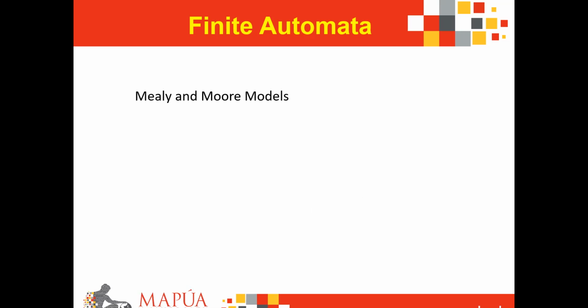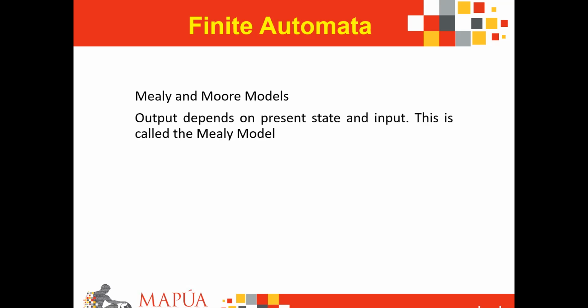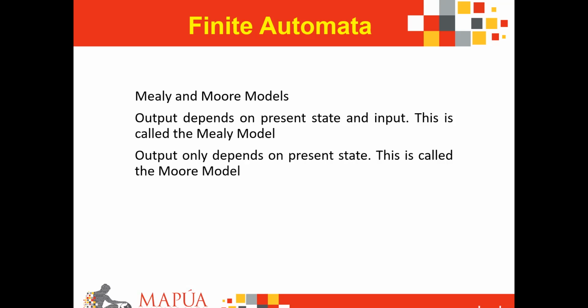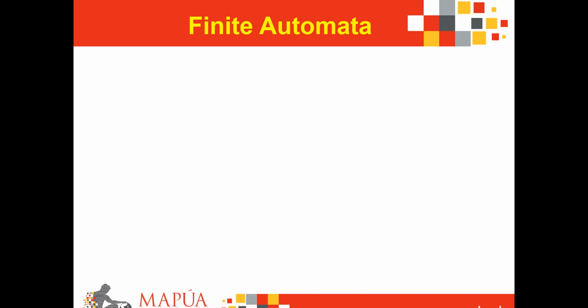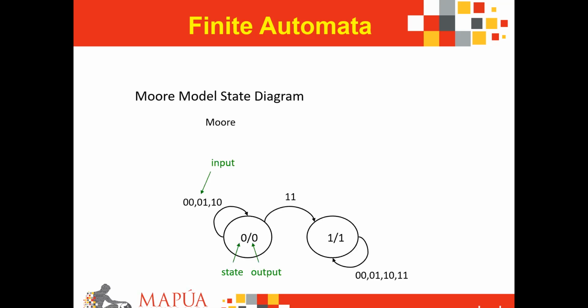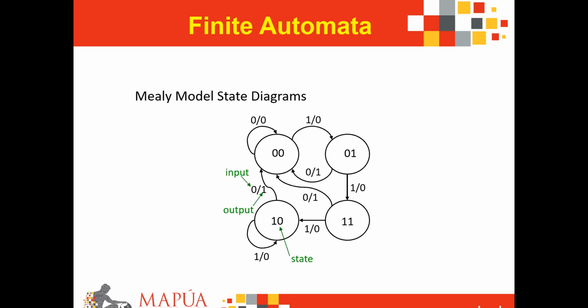Now, there are also different ways to illustrate your state diagram. One is called the Mealy model, whereby the output depends on the present state and input, and the other is the Moore model, whereby the output only depends on the present state. This now is a Moore model state diagram, whereas this one is referred to as a Mealy model state diagram.